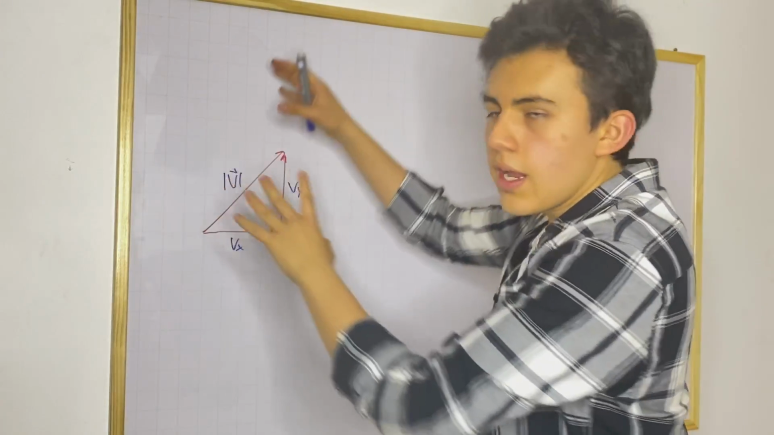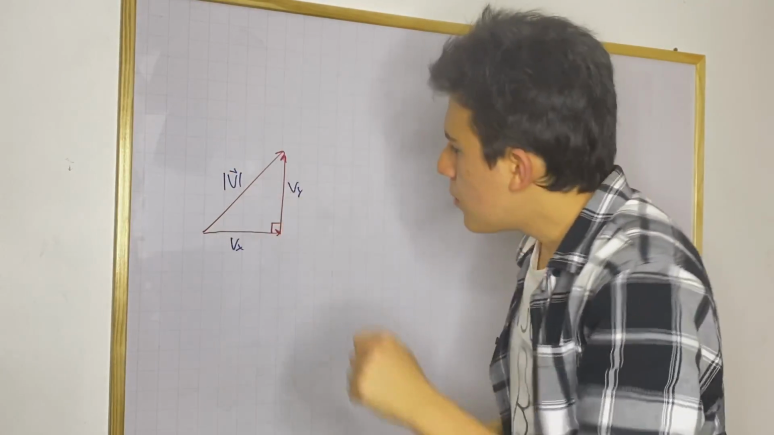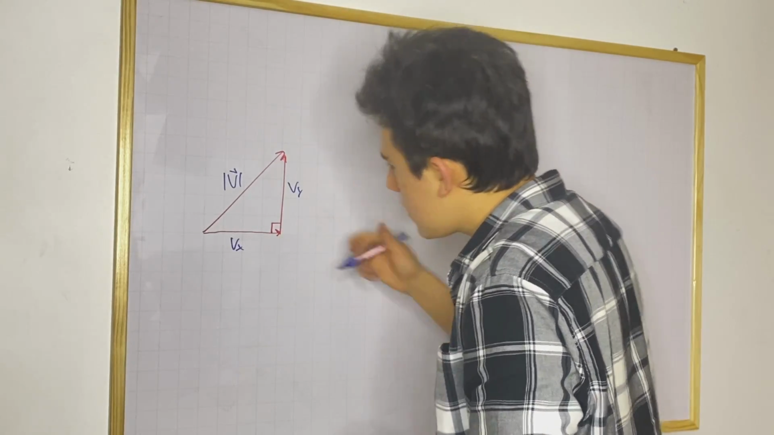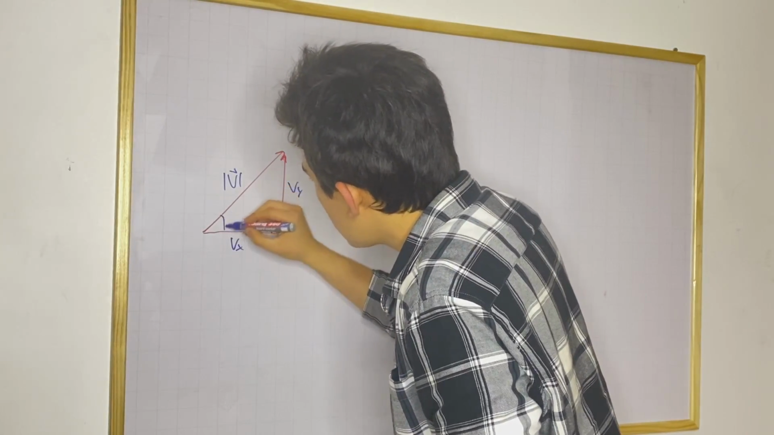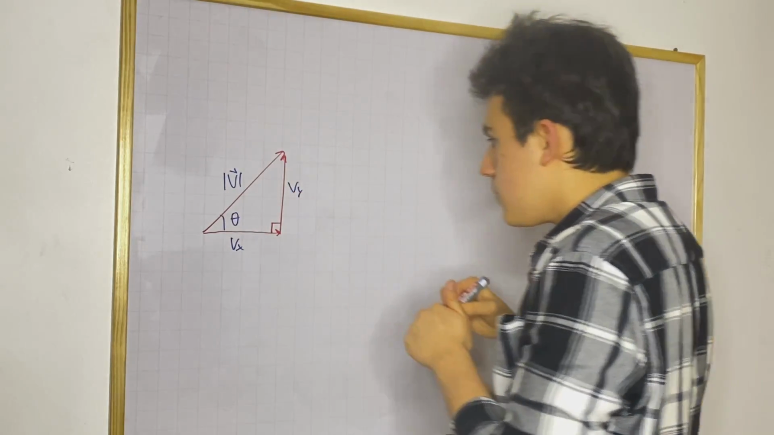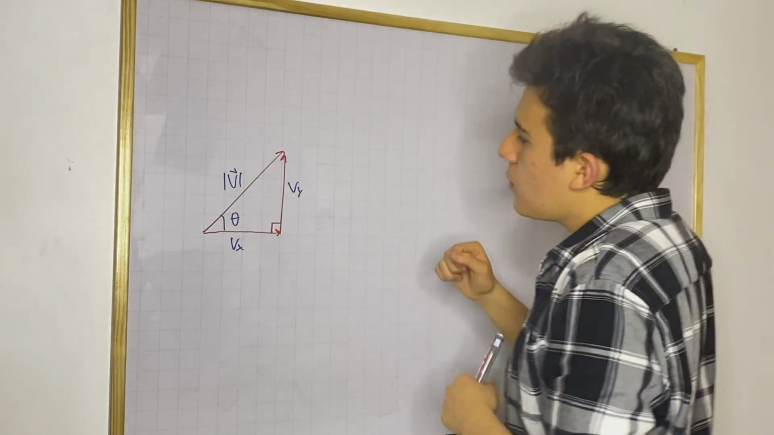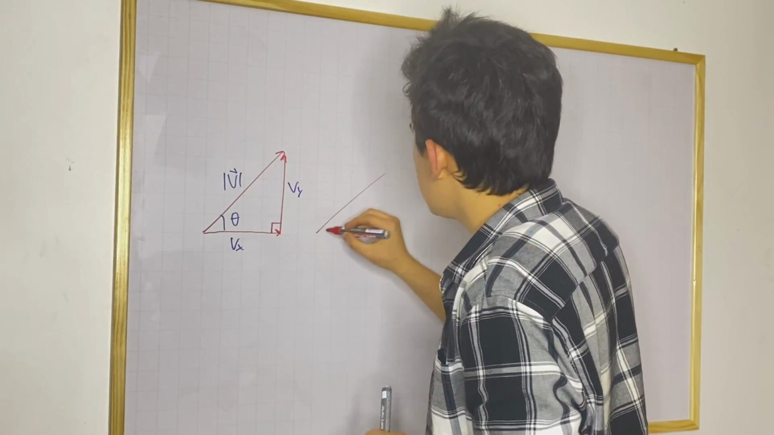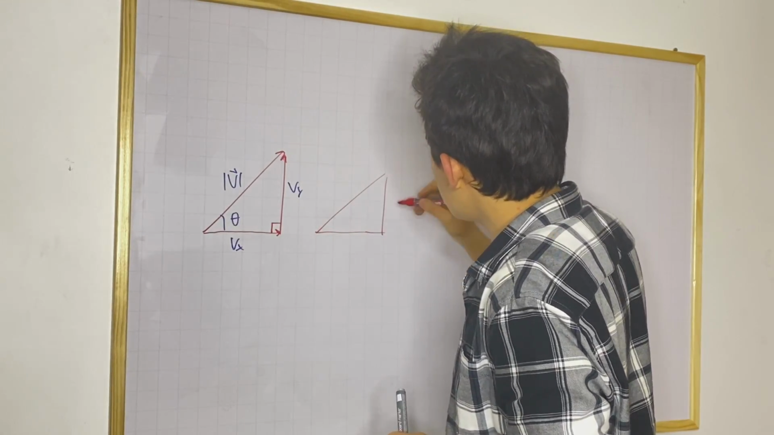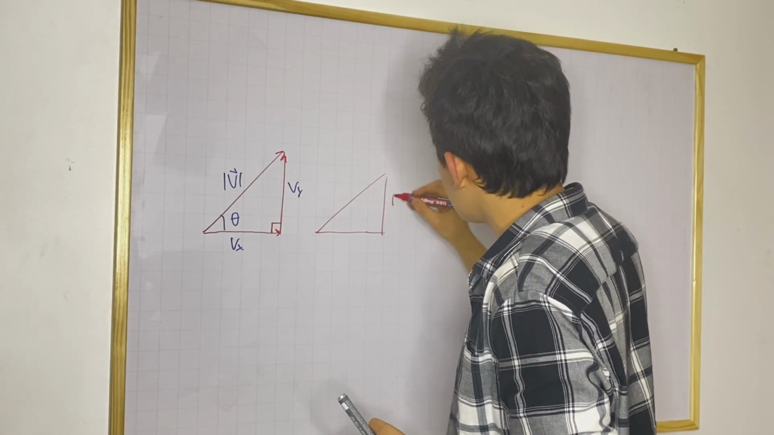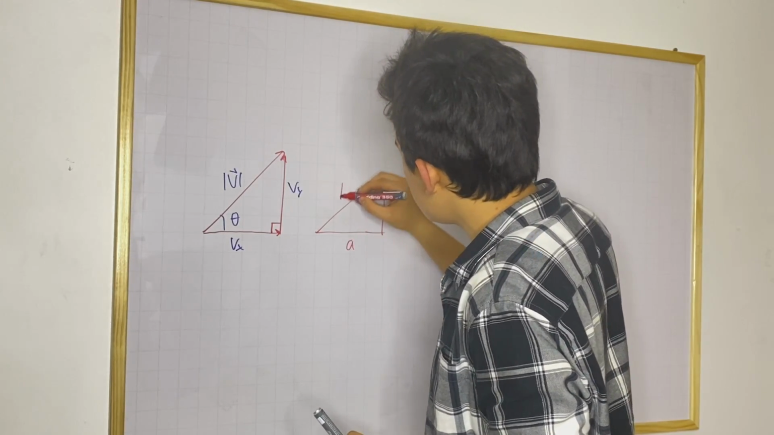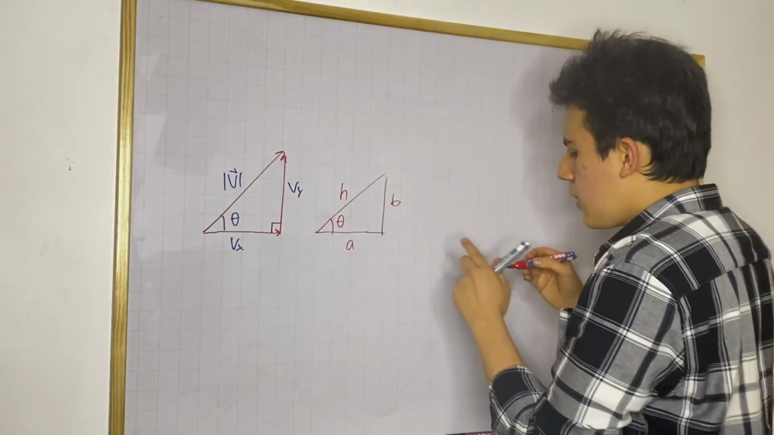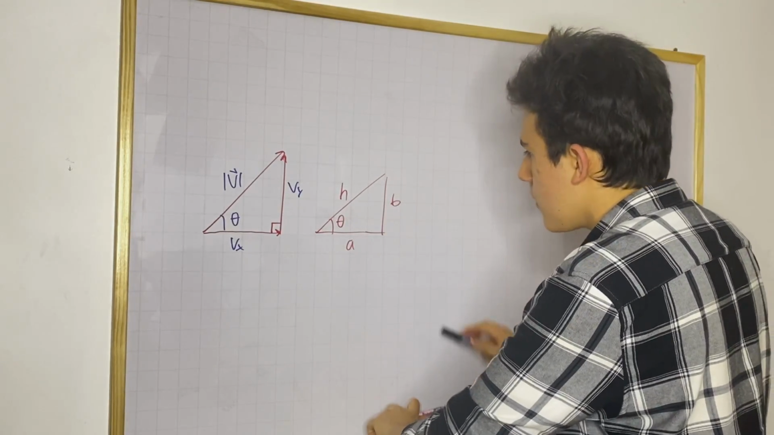Now, how do we derive all the equations that we had before? Well, something we can do is the following. Let's say we have theta right here. So now, what if we wanted to find Vy? I'm actually going to give you this. Let's say we have this right triangle, which is basically the same thing. I'm going to say this is B, this is A, and this is H, and this is theta. What if we wanted to find B for this triangle?